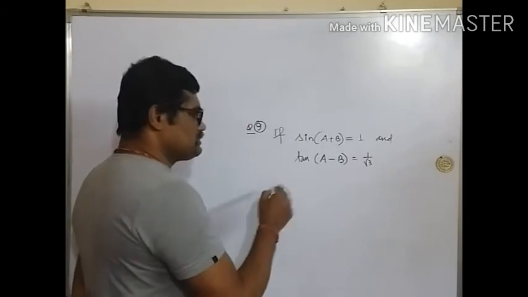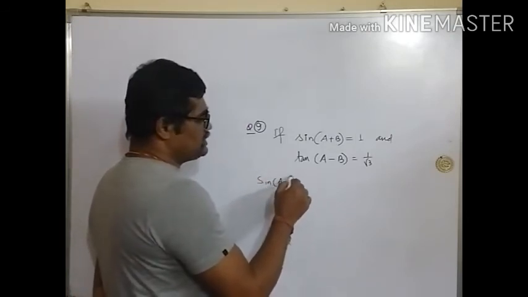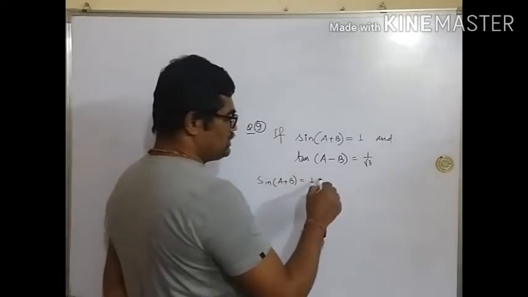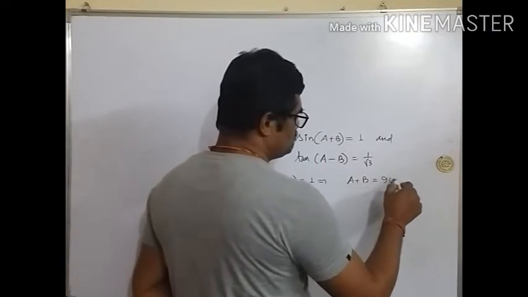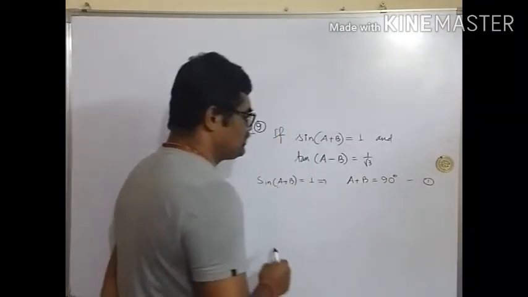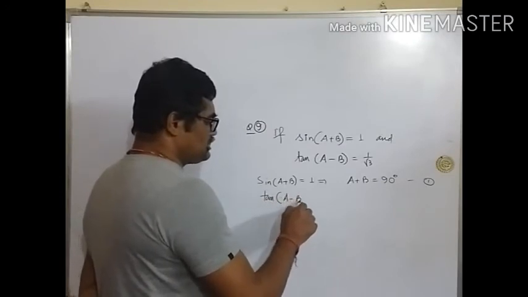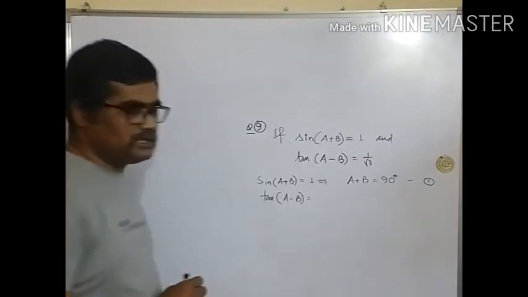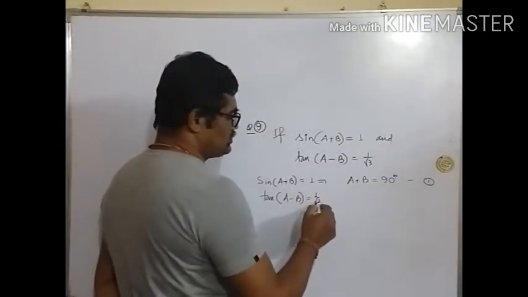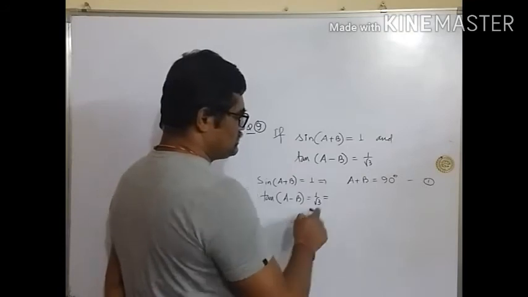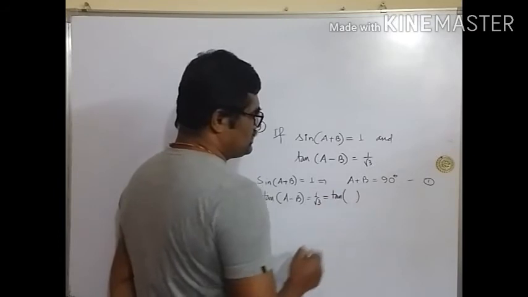So how to proceed? Idea is same. First equation, as you did earlier, I'll not repeat completely. This is going to leave you with a plus b equal to 90 degree. What about this? If somebody asks you what is tan of a minus b, if it is equal to 1 by root 3, then what will you write? 1 by root 3, you have to now write for tan.